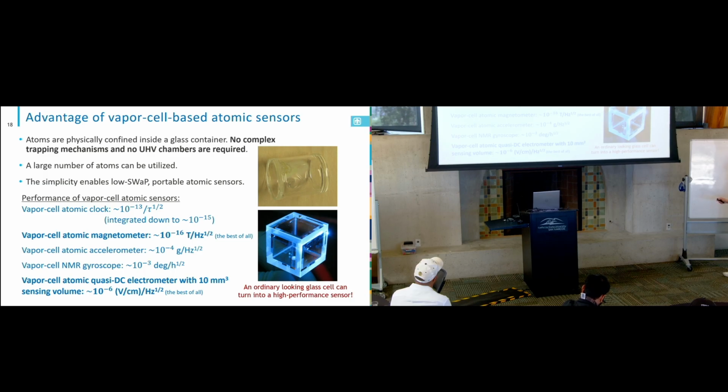For magnetometer, this is actually the best. 10 to the minus 16 is the same number I quoted in the previous slide. Accelerometer is much worse, right? I think the best number using cold atoms is 10 to the minus 11, and this is 10 to the minus 4. The MEMS gyro 10 to the minus 3 compared to 10 to the minus 6, the state-of-the-art atomic gyro, is also 3 orders of magnitude worse. Then the electric field, this is also the best value.